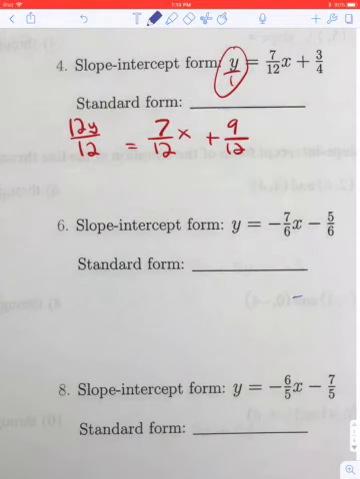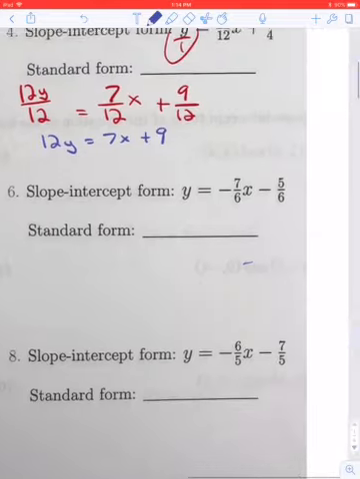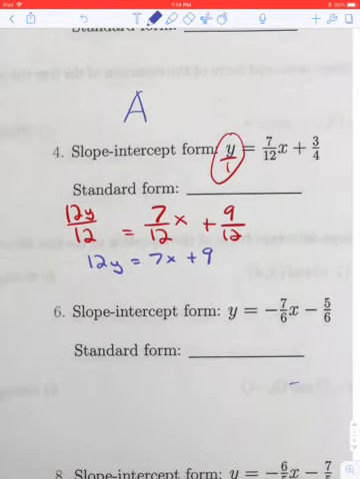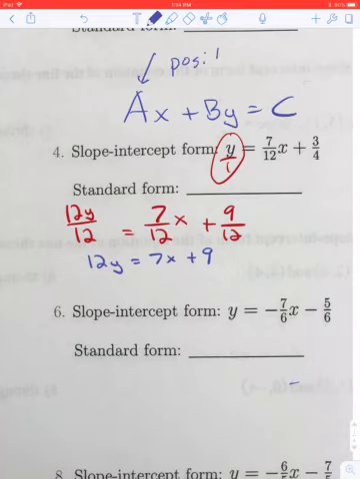So we get to bust the fraction now, and 12y is equal to 7x plus 9. And then what we want to do is we would subtract 7x, because remember the form that we're looking for is ax plus by is equal to c, and a has to be positive. Here we go. So I would subtract 7x from both sides, giving me negative 7x plus 12y is equal to 9.